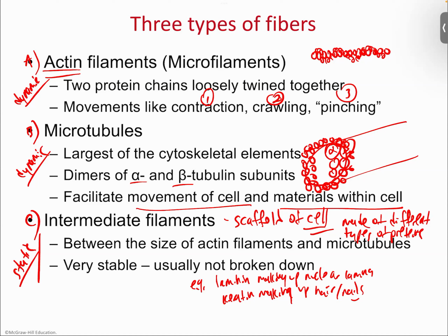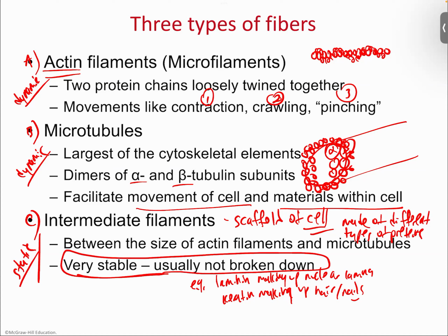Now, the important thing about intermediate filaments is that they are stable. They don't get broken down. Once you build them, this is your scaffold. So remember my analogy of the tent frame holding up the tent fabric. The frame itself, which is not designed to move at all, is like the intermediate filaments. It basically holds everything up. So you don't change the tent frame.